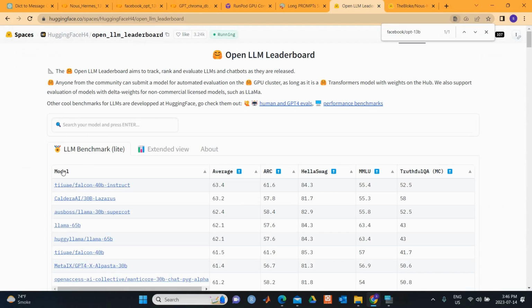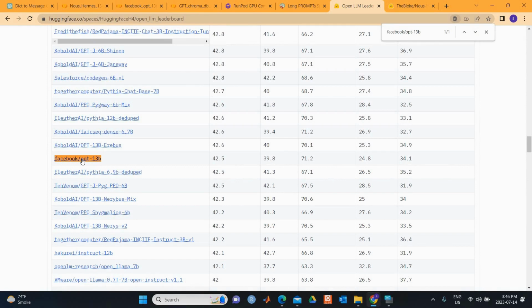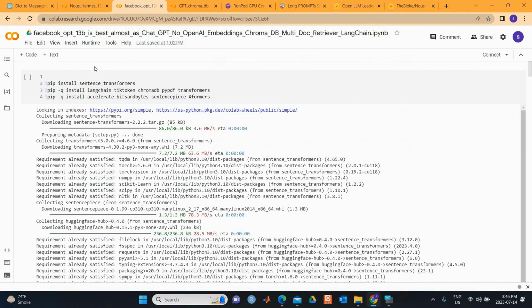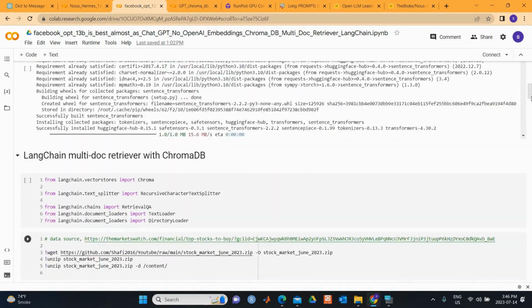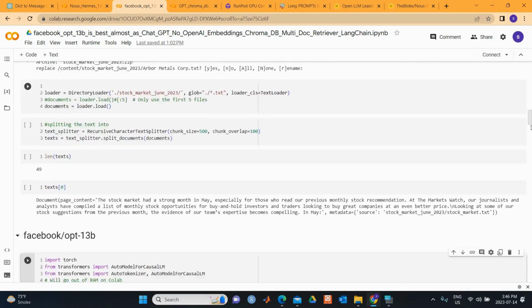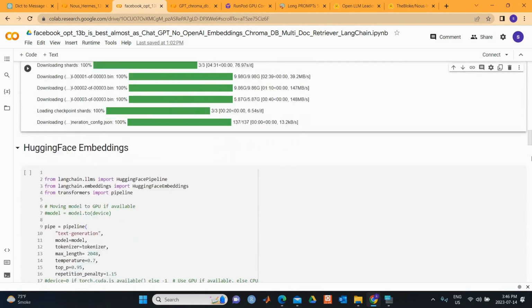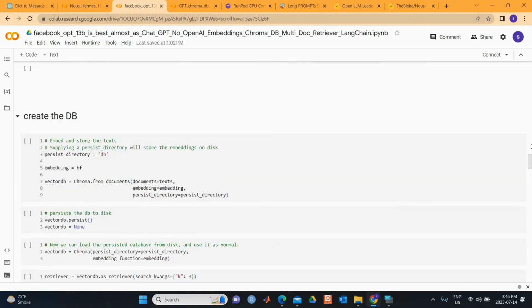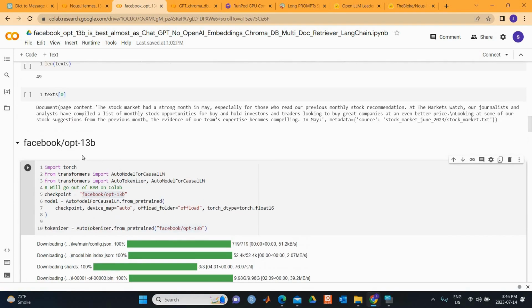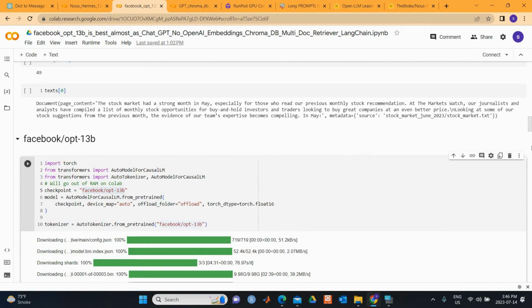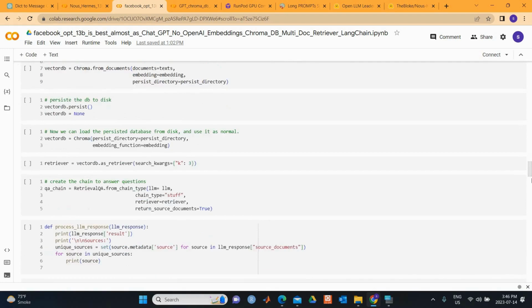And this model is not available here on the Open LLM leaderboard. So let's look at the OPT, Facebook OPT. So Facebook OPT is here. Let's look at the performance of this model. I'll just skip all these points, they are very similar, so I'll just jump to the queries. The only difference is that this is the OPT 13B model, and the rest of the stuff is quite similar.